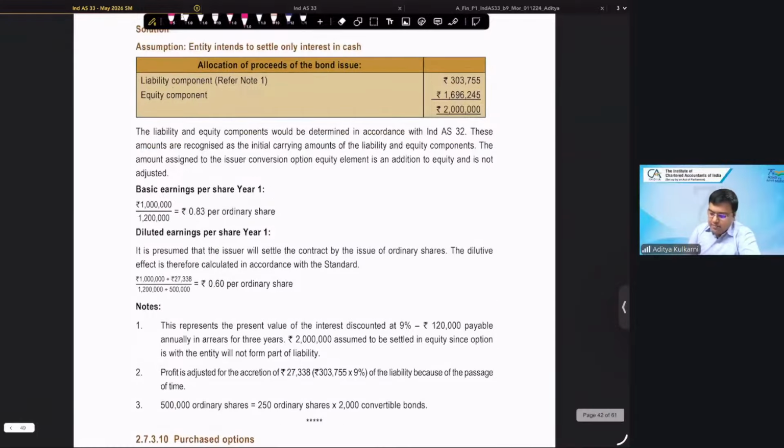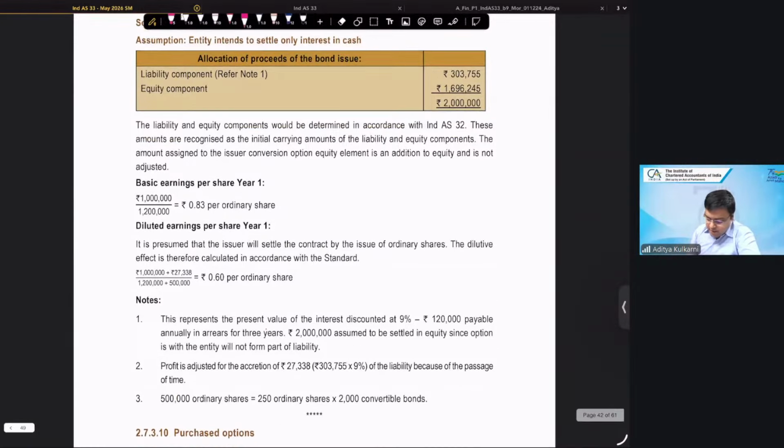So the liability component represents present value of interest discounted at 9%. So 20 lakh into coupon rate of 6%, payable annually in arrears for 3 years. So 1,20,000 at the end of year 1, 1,20,000 at the end of year 2, 1,20,000 at the end of year 3. You will discount these three cash flows to present value. That becomes the liability component.